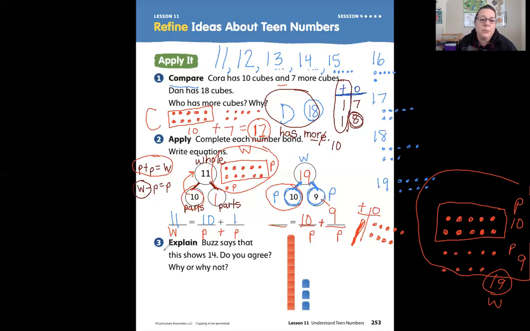All right, last problem, number 3 says, explain. Buzz says that this shows 14. Do you agree? Why or why not? Well, let's take 14 into a t-graph, okay? Let's write our word 10. There were 10 in the bed, and the little one said T-E-N, T-E-N.